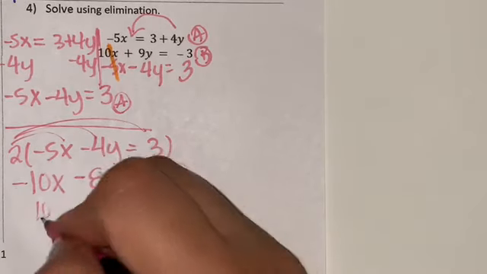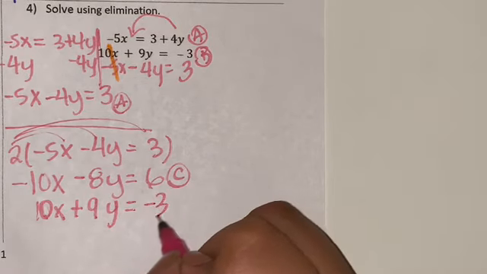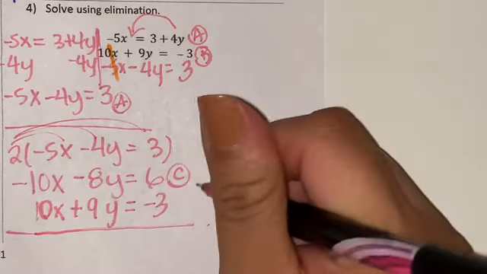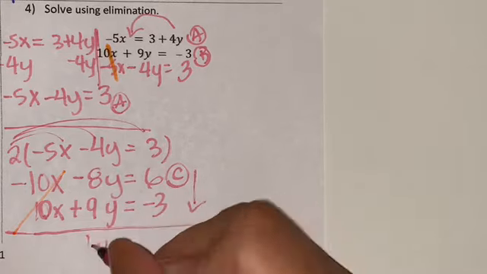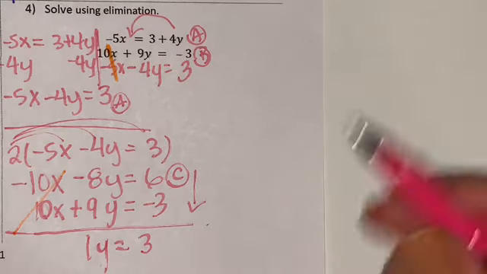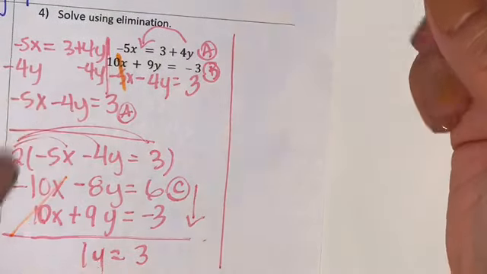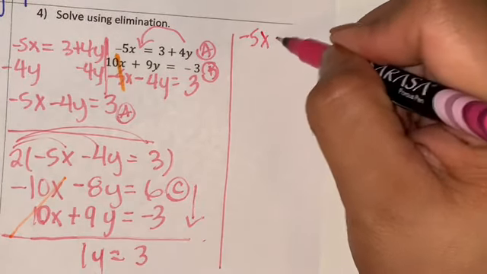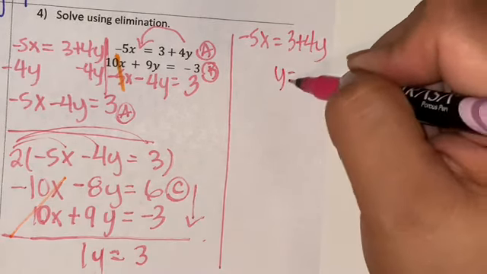So I have 10x plus 9y equals negative 3. When you add, you're going to add vertically. So these are going to eliminate, and you're going to have negative 8y plus 9y, so I get 1y equals 3. So we're going to substitute. We're just going to substitute, doesn't matter, equation A. So I say negative 5x equals 3 plus 4y, and y equals 3.